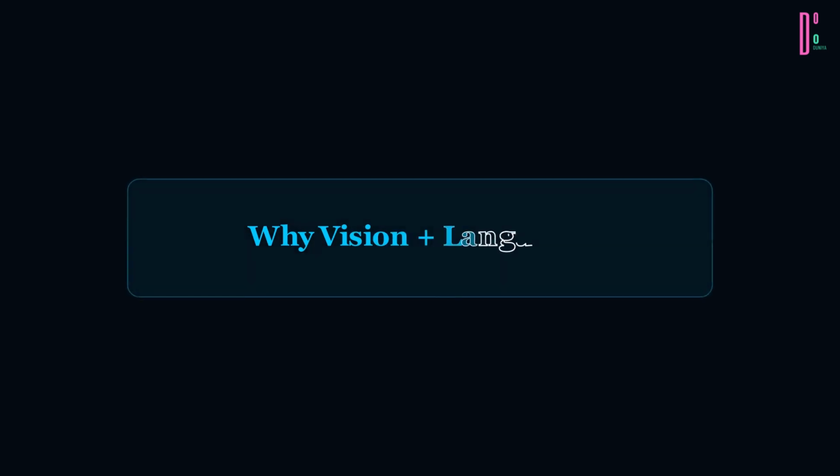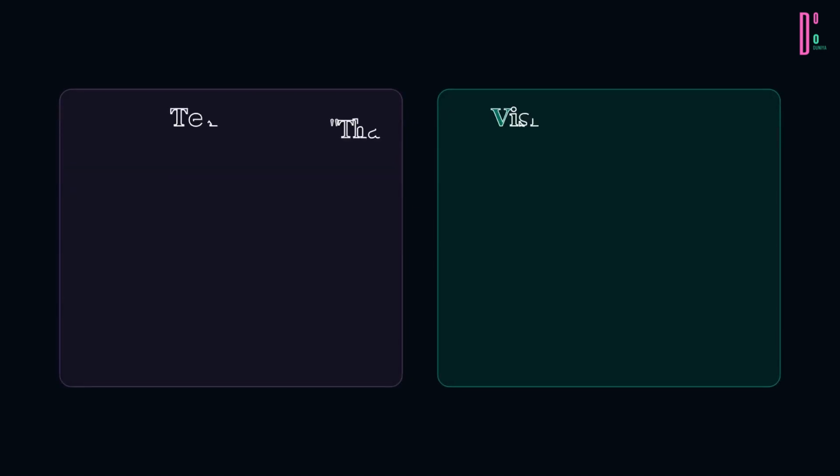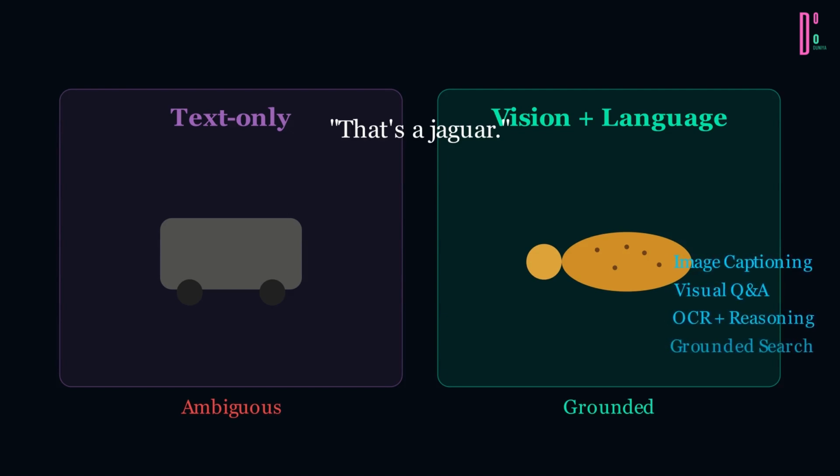Why does this matter? Because language alone misses context. If I say, "That's a jaguar," do I mean the animal or the car? With an image, ambiguity collapses instantly. Vision language models combine text understanding with visual perception, enabling tasks like image captioning, visual question answering, OCR with reasoning, and grounded search. In short, they do not just generate fluent text. They generate text tied to evidence in pixels.